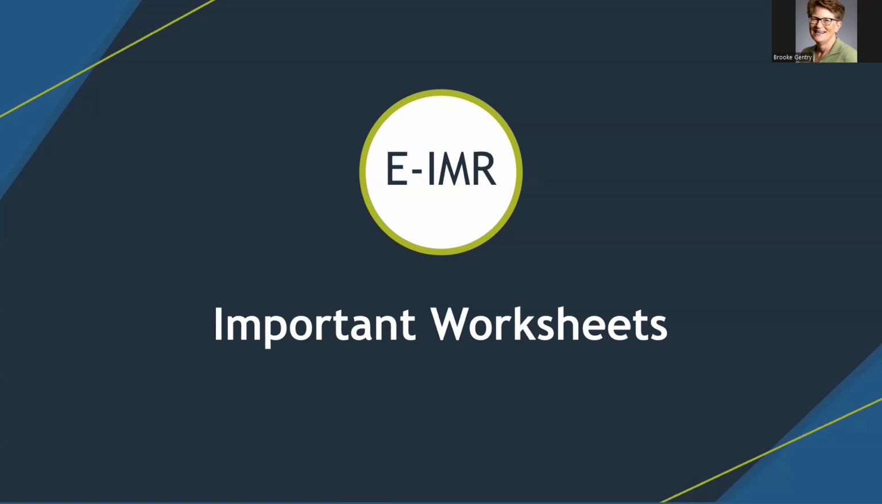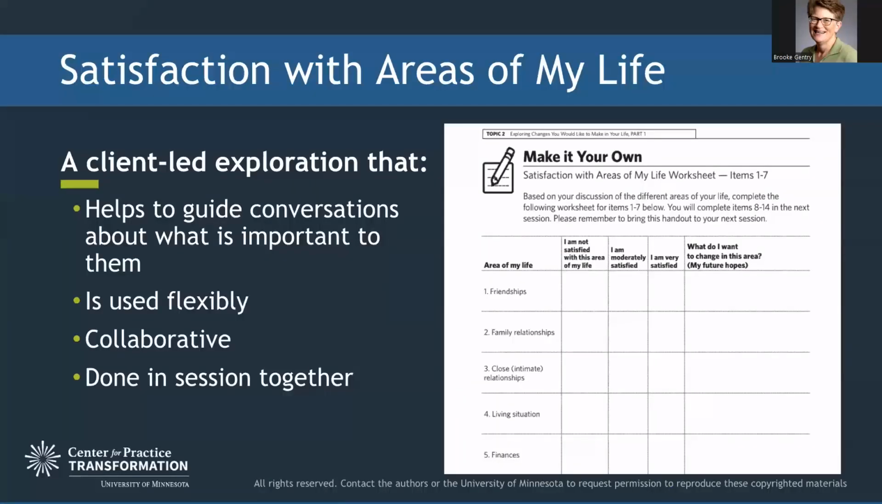And so we'll move through just some important worksheets here. I know we're kind of coming up on time. You already saw the goal tracking sheet. We do have what's called the Satisfaction with Areas of My Life worksheet for people who might not be ready to do or develop or elicit a recovery vision. It really is a way for us to engage with people too. So if people are in pre-contemplation, it helps us to get to know them better and their experiences, what they're satisfied with or not satisfied with, and what their hopes are for the future. And it really helps to guide what you're doing in E-IMR too. So that's the Satisfaction with Areas of My Life worksheet.